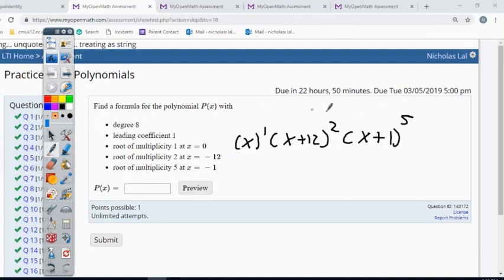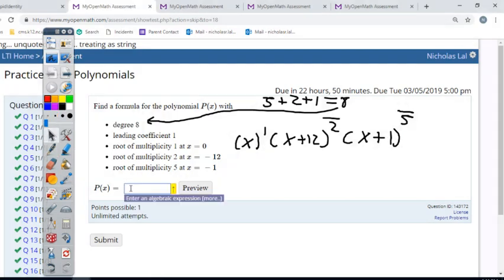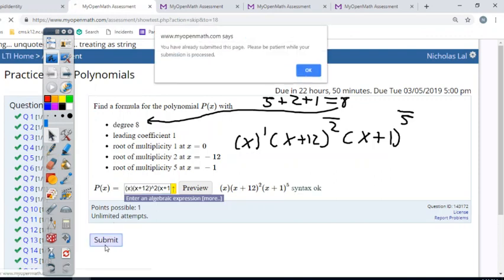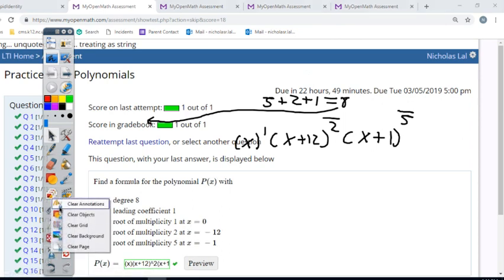Notice 5 plus 2 plus 1 is equal to 8. So this does lead to a degree of 8 because our highest degree terms multiply to each other. We'll create our highest degree term of this polynomial as x to the 8. So I am going to enter this as x times x plus 12 squared times x plus 1 to the 5th power. Hit submit. Okay, got it right. Clear annotations.